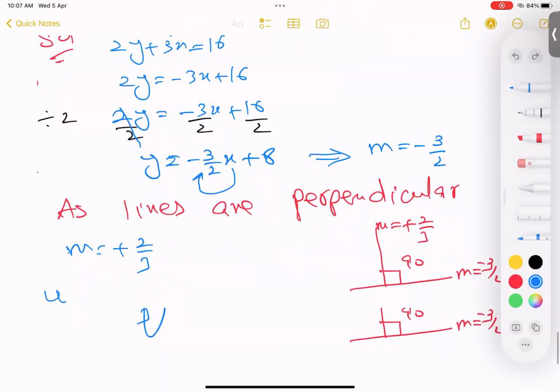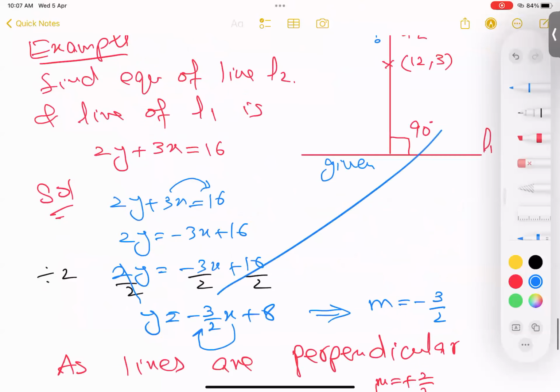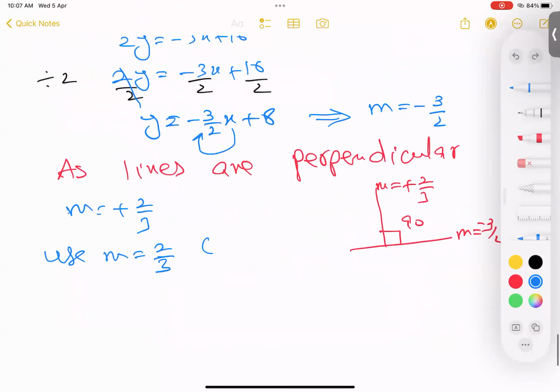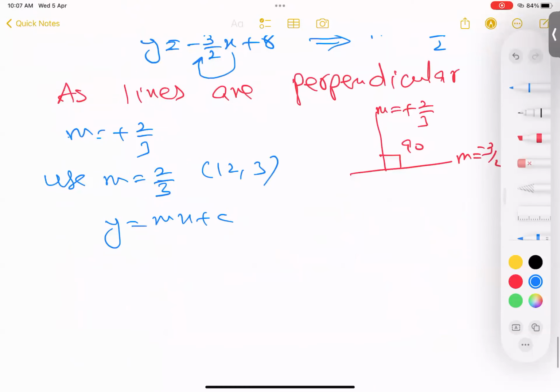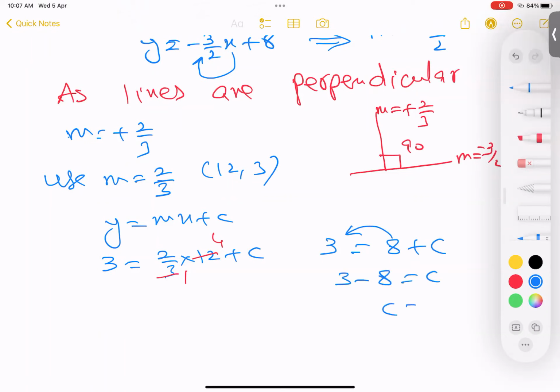So I will use this gradient now. I will use m equals 2 by 3 and this point 12, 3. So 12 comma 3. The formula is y equals mx plus c. This 3 will come in the place of y, 12 goes in place of x, and 2 by 3 goes in place of m. So I'm plugging in: 3, m value 2 by 3, x value 12. So 3 fours are 12, and 3 equals 8 plus c. 8 goes there. 3 minus 8 equals c. c becomes minus 5.